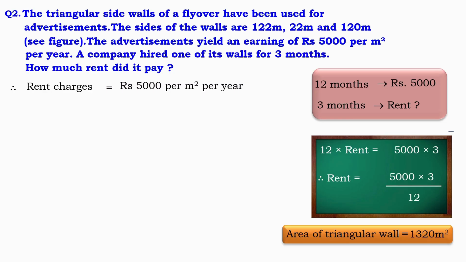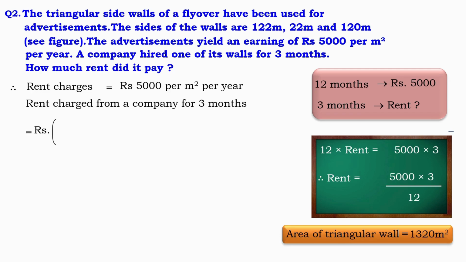You can also do this in the unitary method. Like 12 months, the rent is 5,000. So 1 month will be 5,000 by 12, and 3 months will be 5,000 by 12 into 3, meaning 3 will be in the numerator. So you will get both. In any way you can do it, you will always get the same answer.